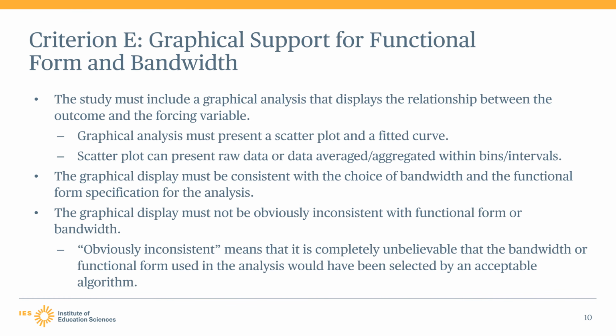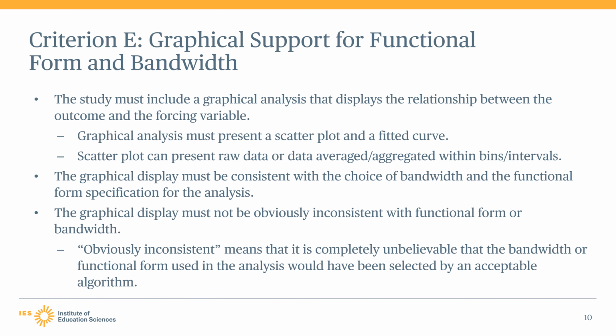Criterion E of the functional form and bandwidth standard requires that a study include a graphical analysis displaying the outcome forcing variable relationship. The graphical display should not be obviously inconsistent with the choice of bandwidth and the functional form specification used for the impact analysis. The graphical analysis must include a scatter plot and a fitted curve, where the scatter plot can present raw data or data averaged or aggregated within bins or intervals.